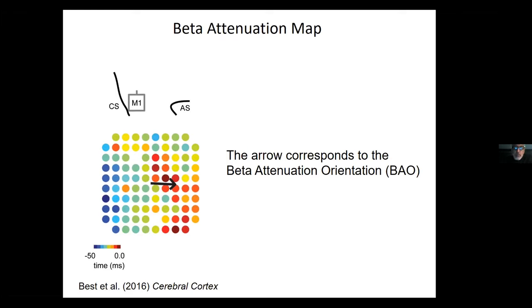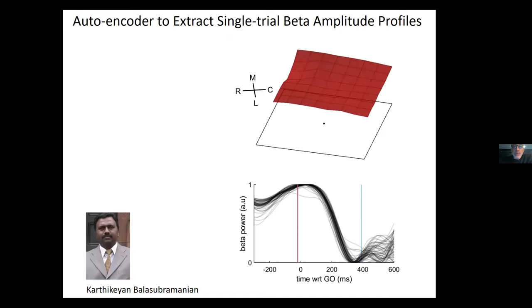So that's all great, but one thing that was disturbing to us was that this is all based on trial averaging. And that's typically what people do when they look at desynchronization, whether it's in non-human primates or in humans: they trial average. So we really wanted to look at single trials. This is work that Karth in the lab spearheaded, using an autoencoder neural network and some filtering afterwards, with which we could extract single trial beta attenuation profiles.